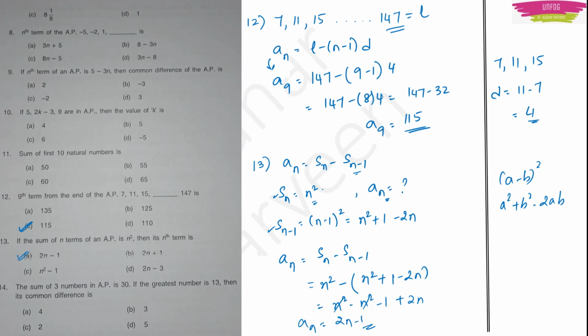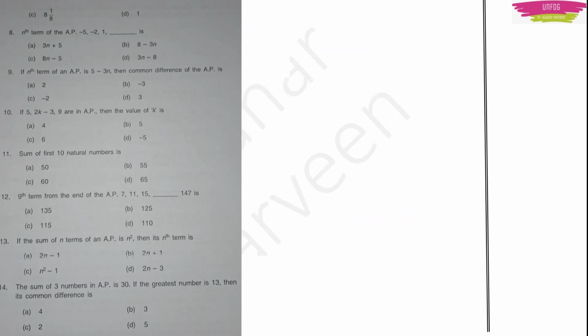Next question number 14. The sum of three numbers in AP is 30. What are the three numbers? We know them, right? It should be A minus D, A, A plus D. Now sum of these three numbers is 30 it seems. And the greatest number is 13. Means it is A plus D, right? A plus D will be the greatest number. This will be 13. This let us keep in mind.